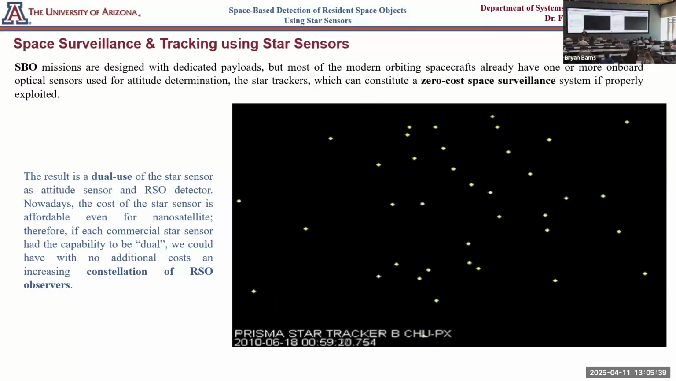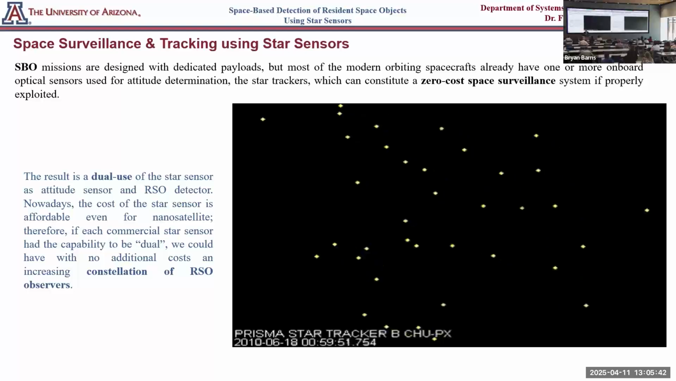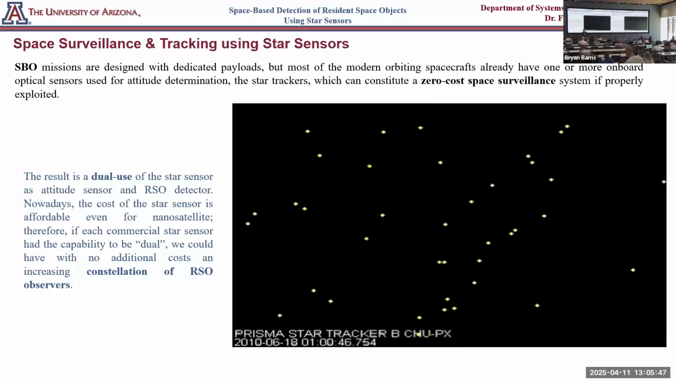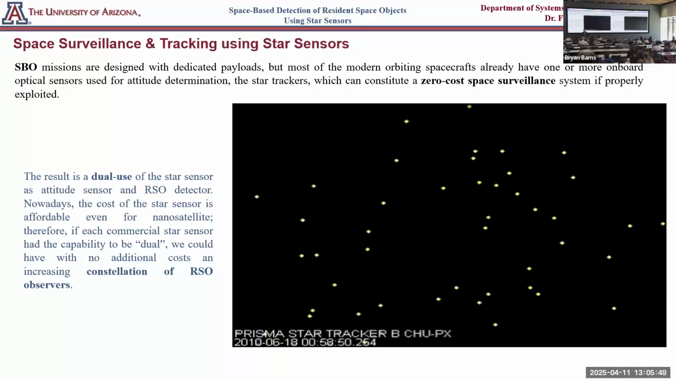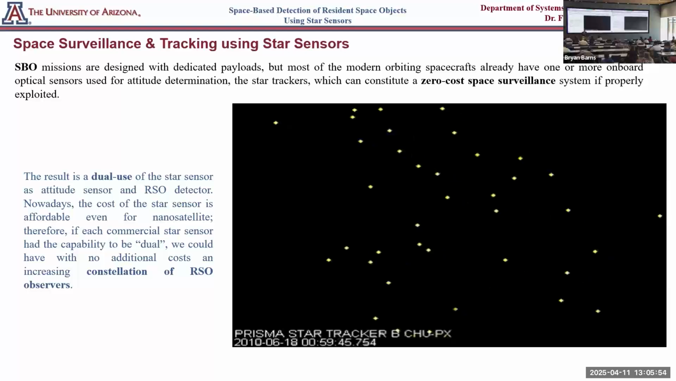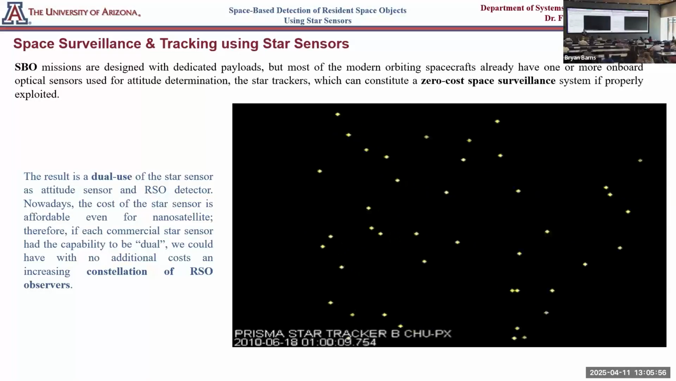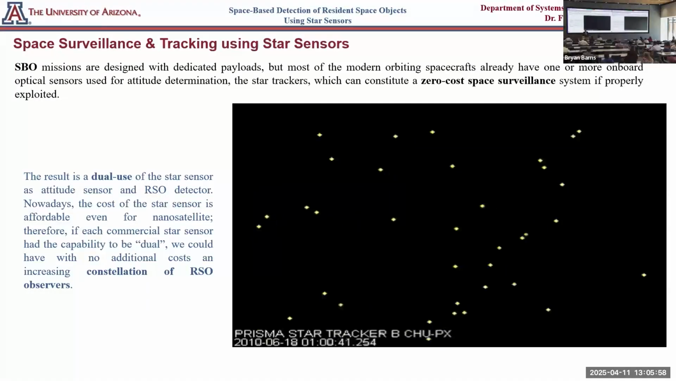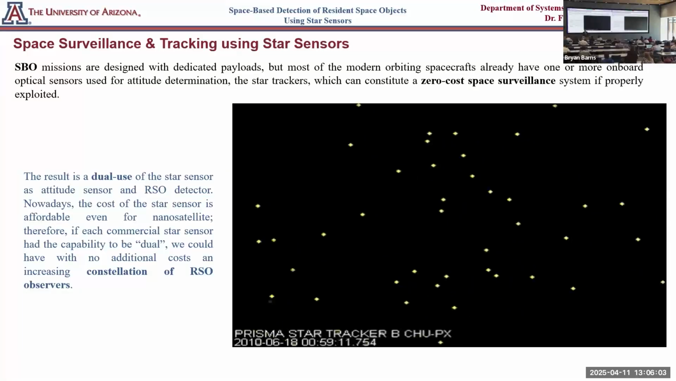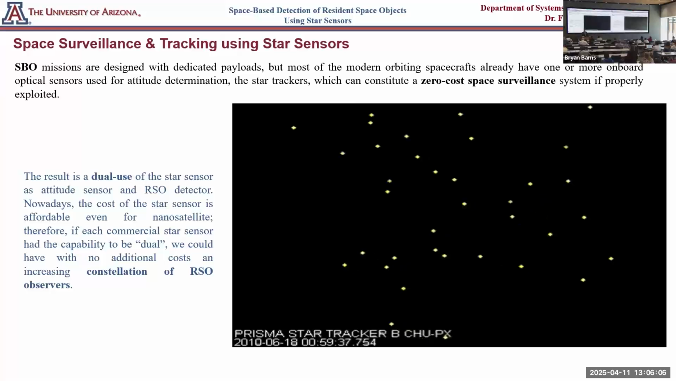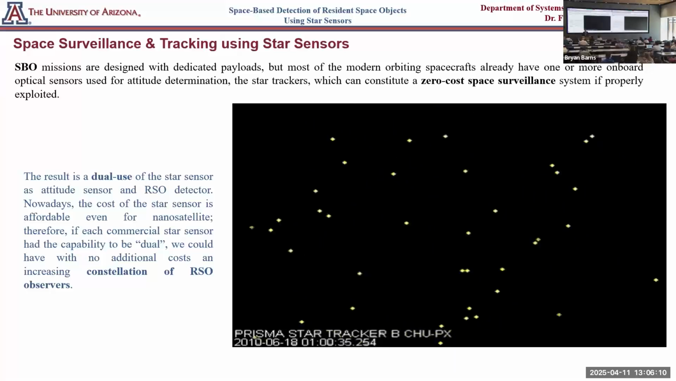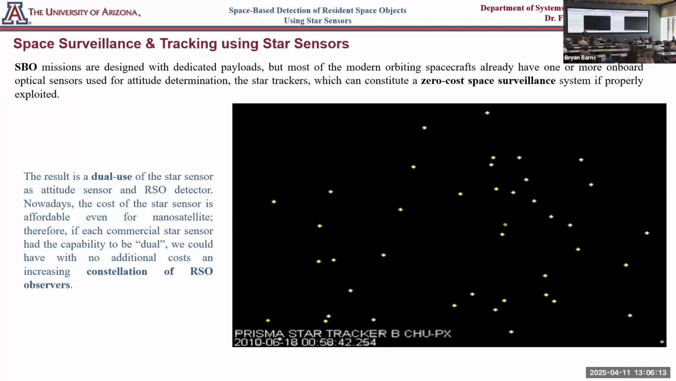Here you see this image. This is a real image captured by a star tracker. The sample time, the frequency, is very low, and you see that the blobs are the stars, but you can even recognize some objects moving. So this was the main idea, and we started some years ago. I started this project when I was in Italy, sponsored by the Italian Space Agency.